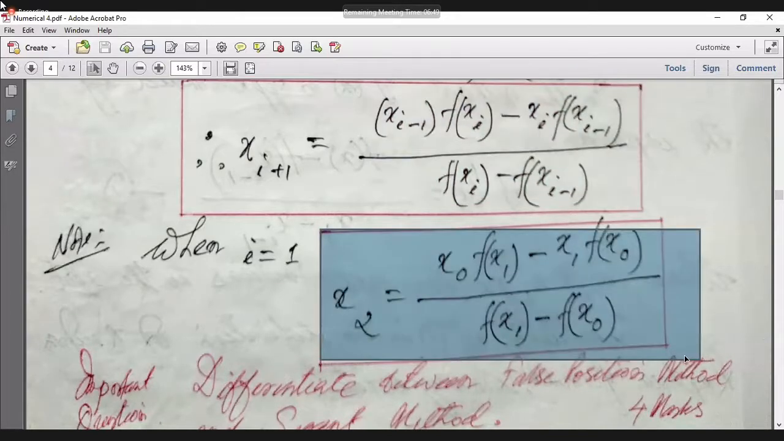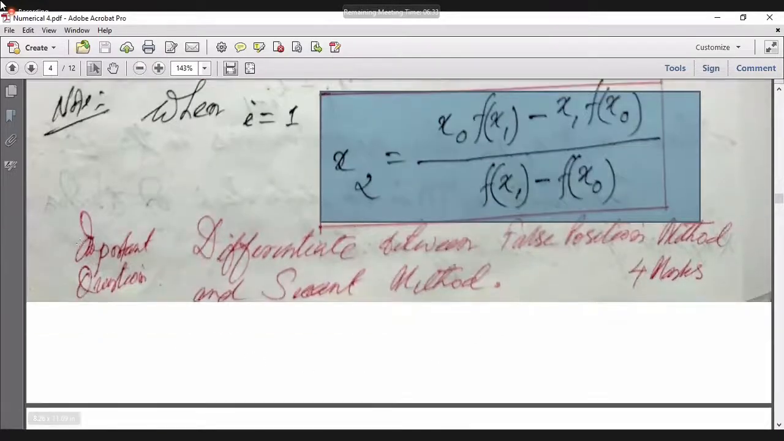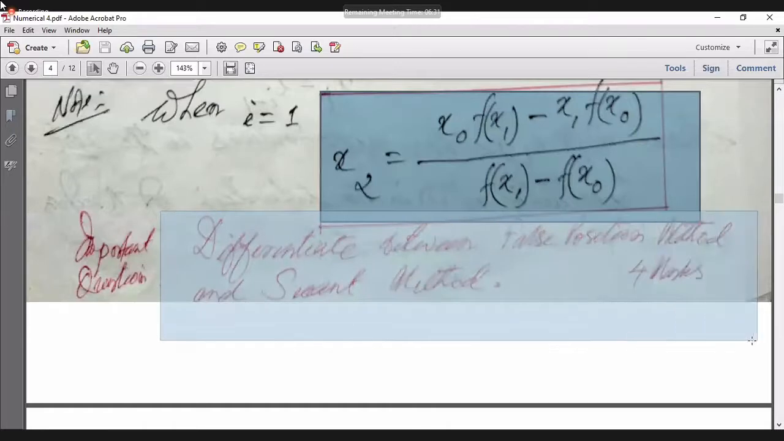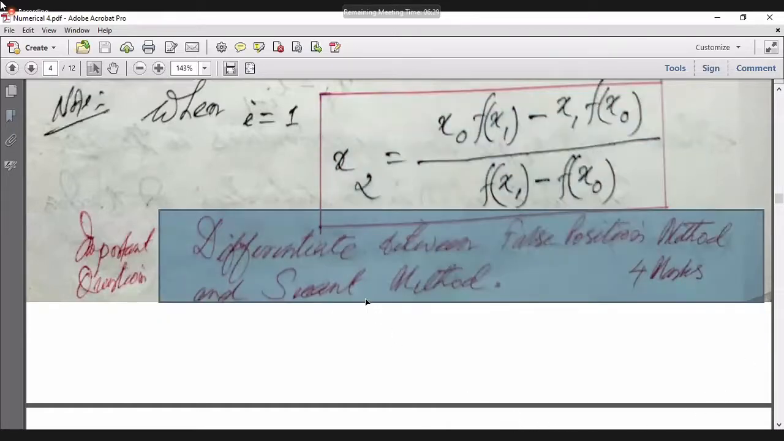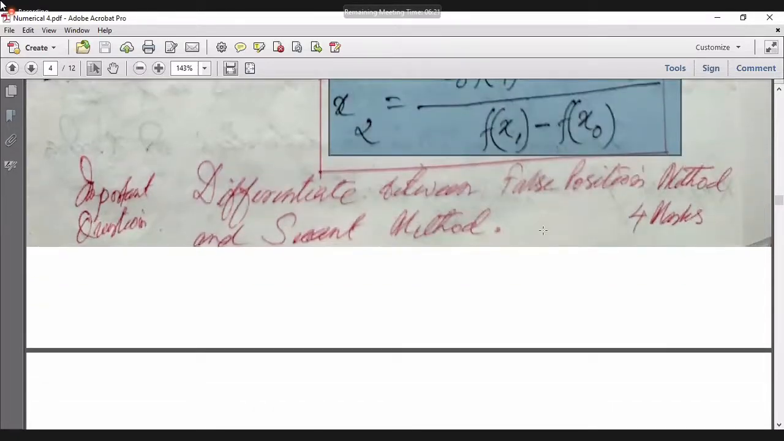Now the question may come up: what is the difference between the false position method and the secant method? This is very important from the point of view of examinations also. The formula is exactly the same, but the method or process is different. Whatever I have noted down here, you can make simple notes of: the difference between the false position method and the secant method. The formula is the same, as I told you again and again, but there are other differences.